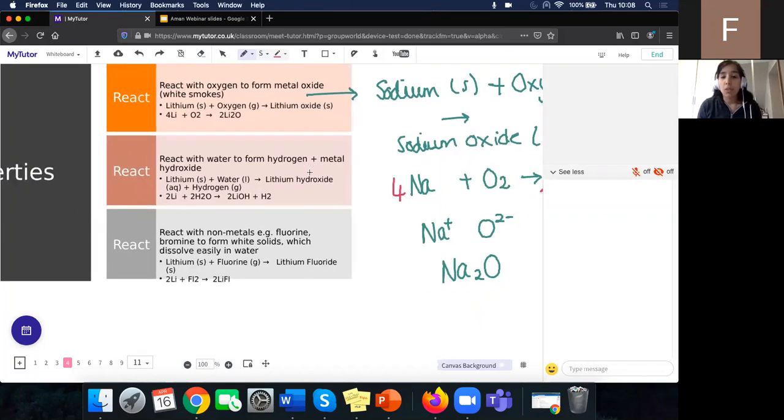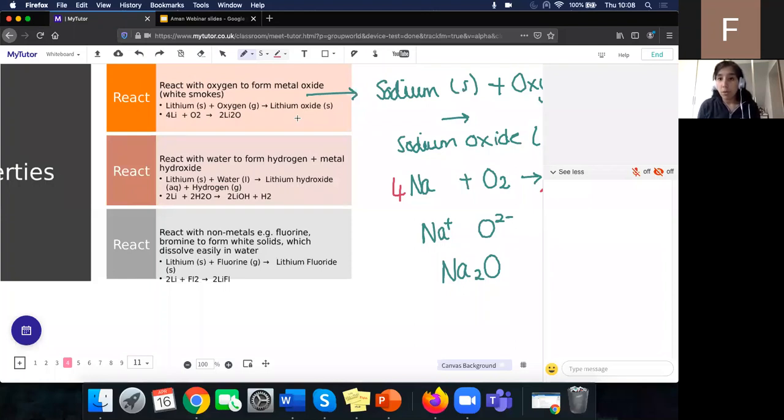So reactions with water: lithium plus water goes to lithium hydroxide and hydrogen. To understand these reactions, you will only ever be tested on lithium, sodium, and potassium, so the first 3 elements. Potassium's the only one that will produce a purple flame when it reacts with water, and that's just because it's so reactive. The other 2, lithium and sodium, will not produce a purple flame. They will react with the water.